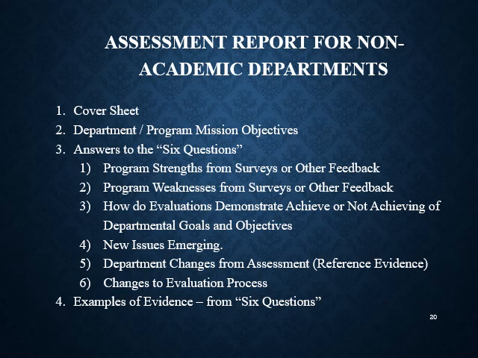Number 3, how do evaluations demonstrate achieving or not achieving of departmental goals and objectives? The way this one is supposed to work is that the non-academic department will take each of the objectives of that department and walk through objective by objective how evaluations either supported achievement or showed how the department failed to achieve those objectives for that academic year, and write about them and provide citations to support the conclusions that you have made with each of the objectives.